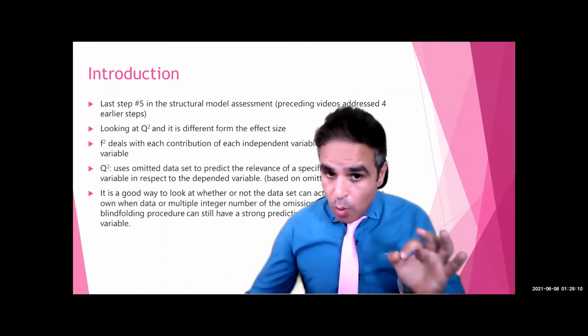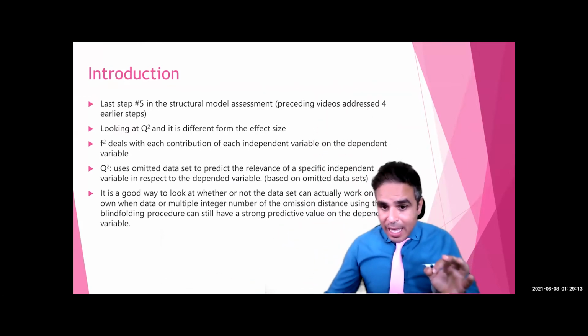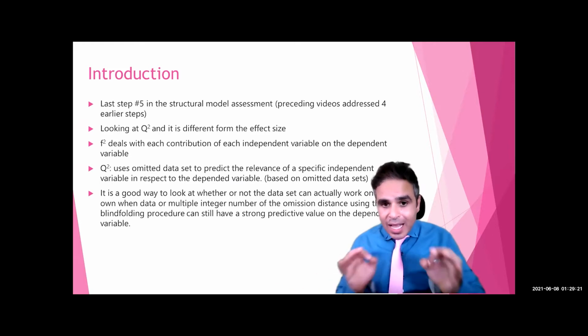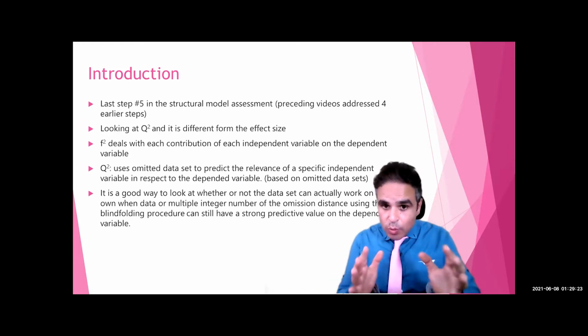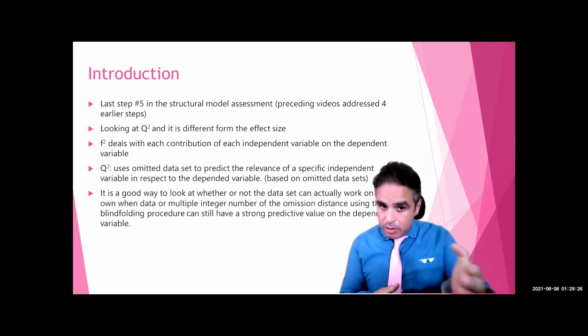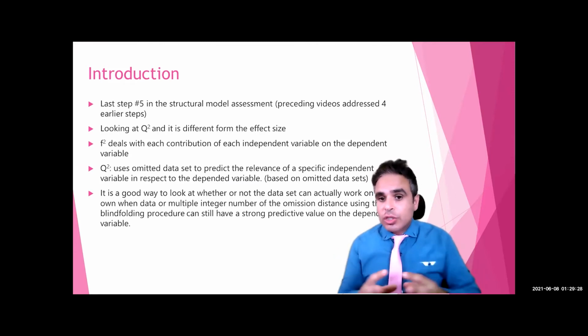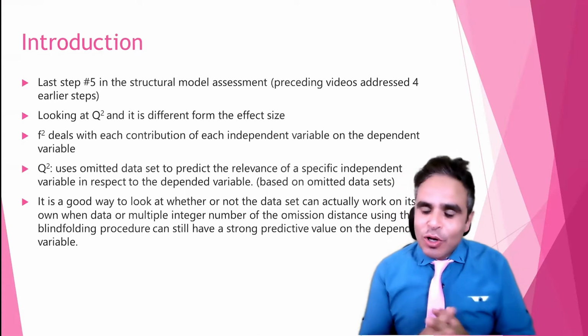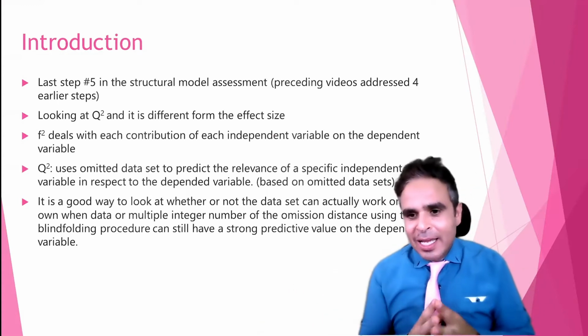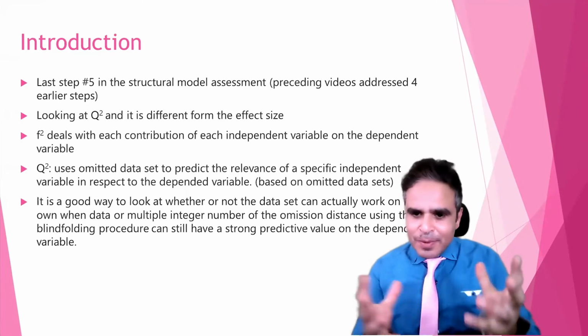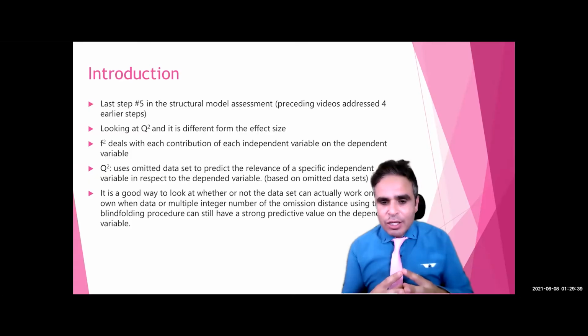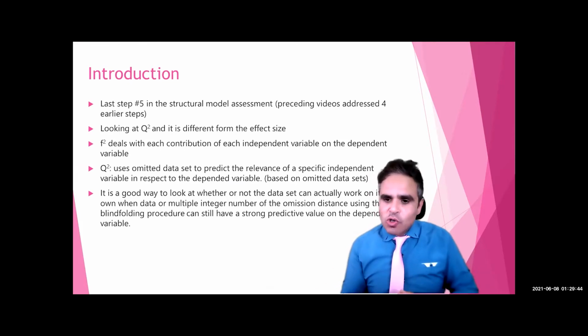While the effect size addresses the variation between one variable and the other, F squared deals with the contribution of each independent variable on the dependent variable, or exogenous on the endogenous variables, depending on what key term you like to use. They're actually all synonyms: independent, exogenous, dependent, endogenous.